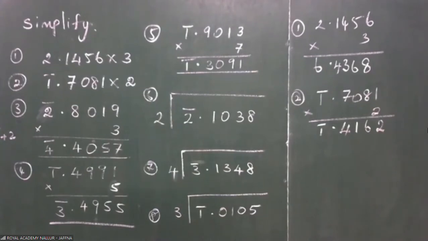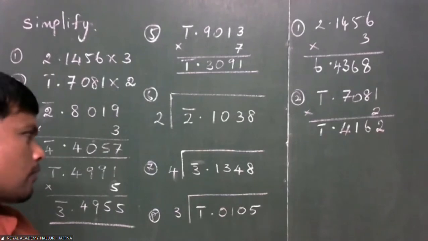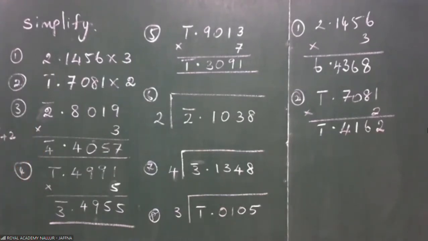Then division. First division you can do without any trouble. Second and third you have to give bar values. Then instead of those two bar values, we have to make positive equal values also.